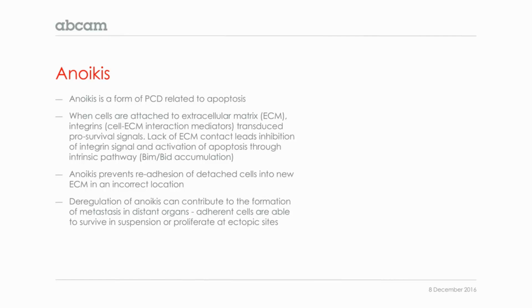Anoikis is important because it prevents the readhesion of cells into new matrices. When Anoikis is not functional, an adherent cell is able to survive in suspension or is able to grow and proliferate in a different location. And this is generally what happens in metastatic conditions.